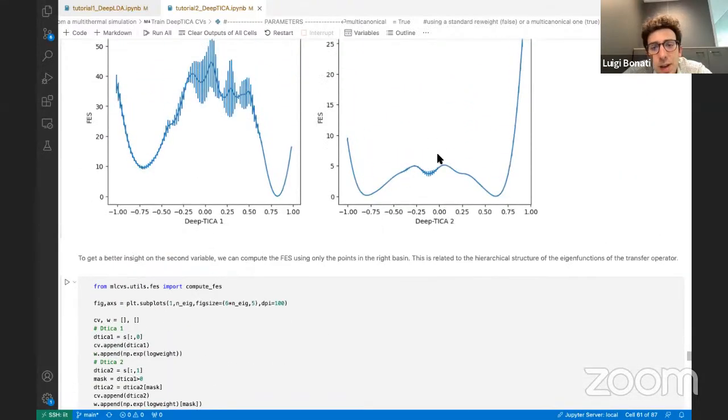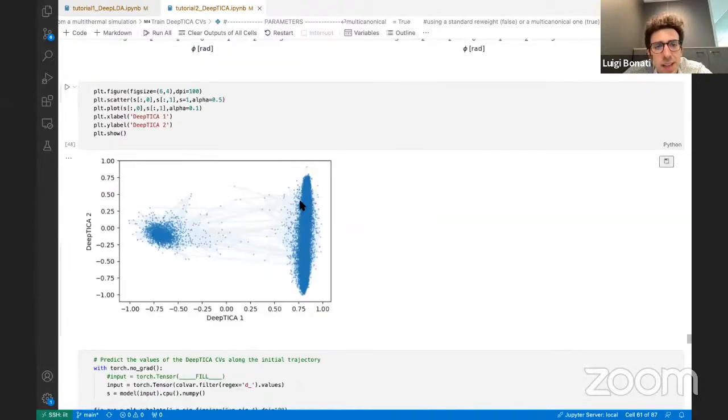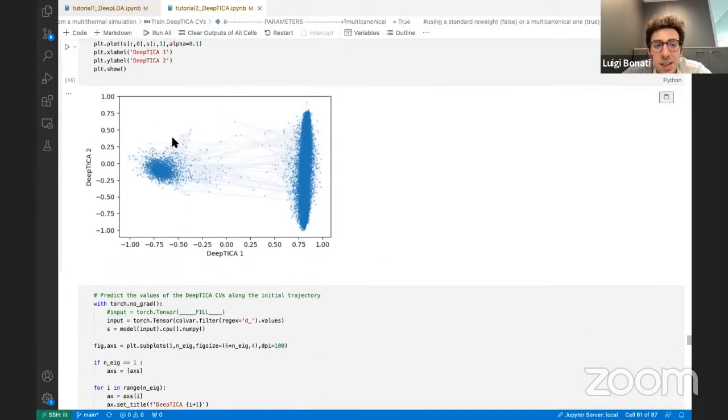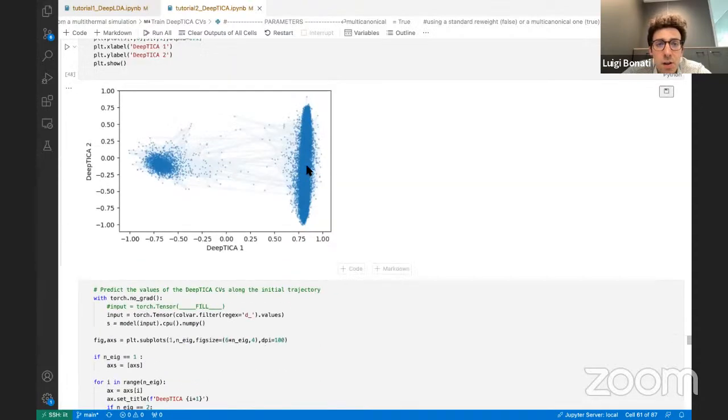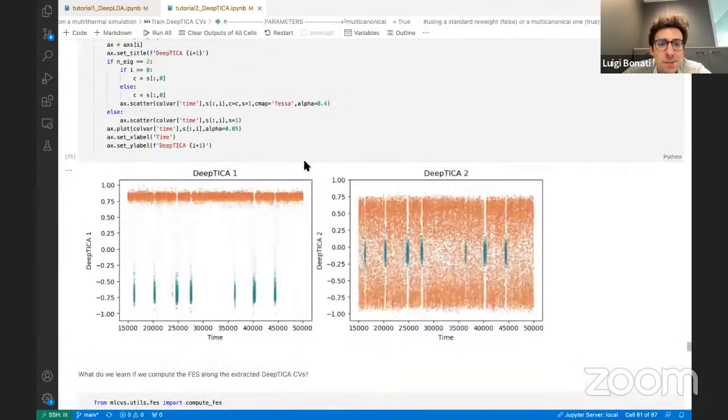If we want to compute the free energy surface along this variable, we can just project on the x-axis. If we want to do it on the y-axis, what we would like to do is compute the free energy profile of the deep Theta2 CV only in this basin. If we don't do this, all of the data from this other state will be projected onto the y-axis.